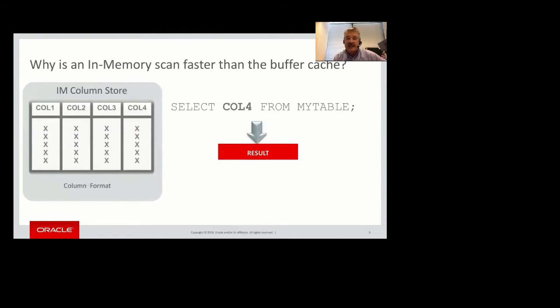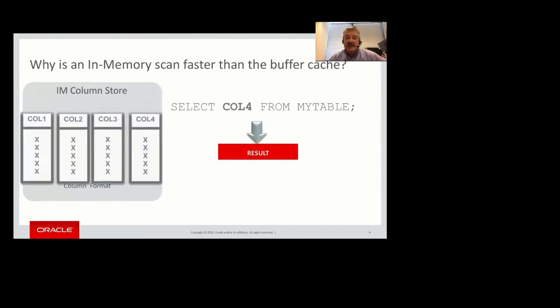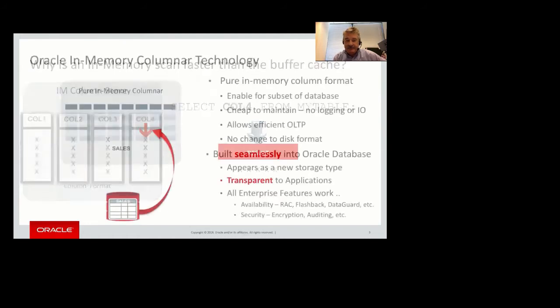In the case of getting column 4 from the column store, we only have to access the actual column data itself. And then there are some other technical improvements or features that we've added into the column store that make the scan of that column or columns much, much faster than they would be if we hadn't done that.